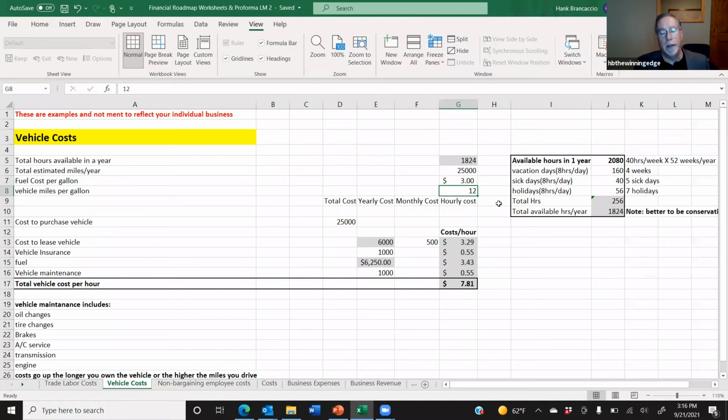I'm using 12. Again, these are just crystal ball numbers I've plugged in. Are they way off the mark? Absolutely not way off the mark. They might be pretty darn close, might be light, might be heavy. Again, better to be a little bit on the higher side, because here's what happens.